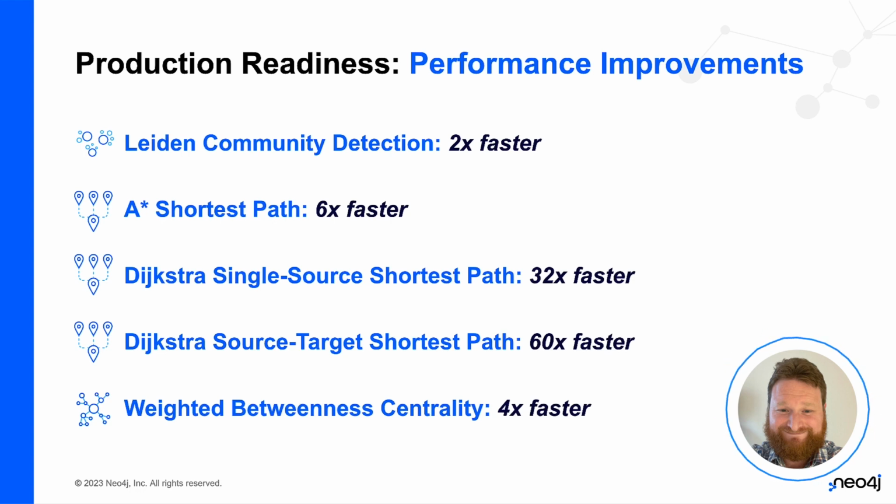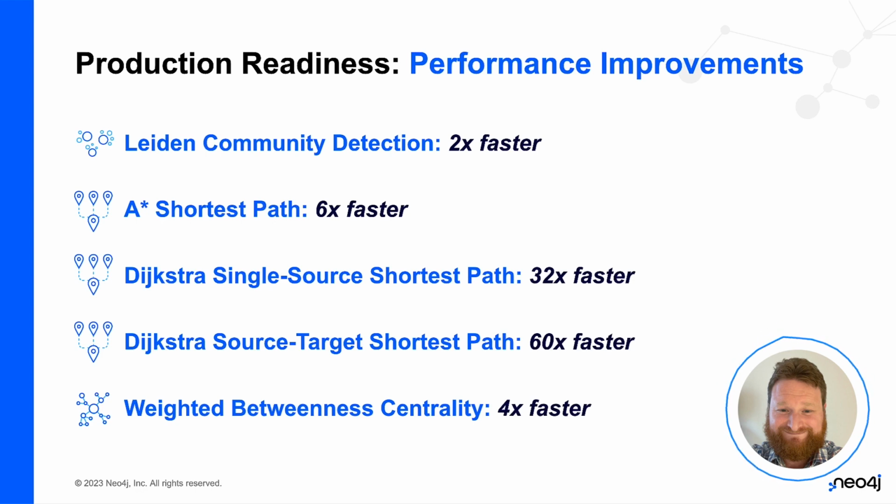A-star shortest path and Dijkstra single source and source target are all pathfinding algorithms. They help you find the shortest path between a given set of nodes. And these saw pretty significant performance improvements inside of our 2.3 release. And lastly, weighted betweenness centrality, which is a way of measuring how important a node is, how well it bridges across a graph, also saw 4x improvements.